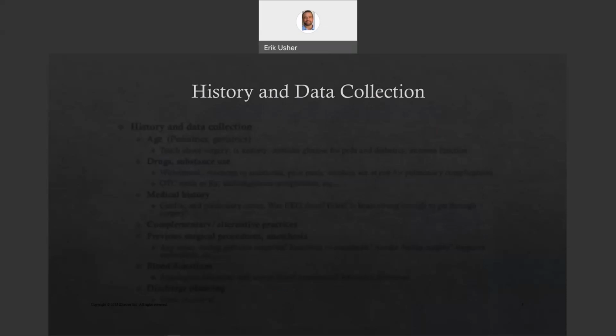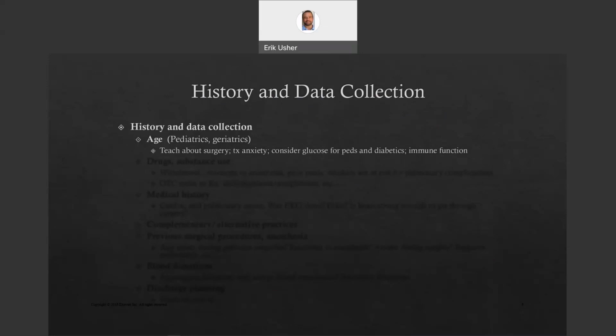So what do we need before someone goes into surgery? In that preoperative phase, we need to collect our data. We need to get a good history. So we get their age. Is it a pediatric, a geriatric patient, or somewhere in the middle? Remember, age plays a huge factor in anesthesia and healing, and if there's any comorbid factors. So we can teach them about the surgery. This is a time where we help and control some of the anxiety.